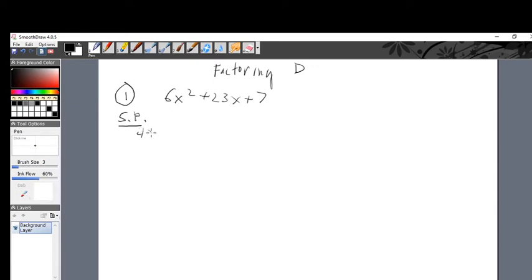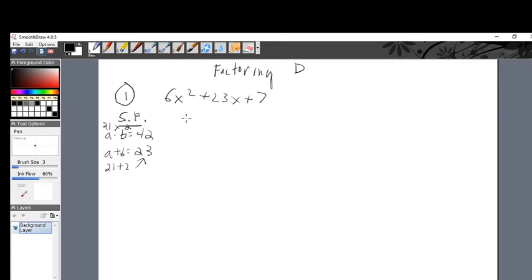Put it over here. And the middle coefficient is 23. Put it over here. Let's solve the riddle of what two numbers a and b are. A times b equals 42, and a plus b is equal to 23. Those two numbers are, and not so easy to figure out, 21 and 2. 21 times 2 will get you to 42, and 21 plus 2 will get you to 23. So the magic numbers are 21 and 2.